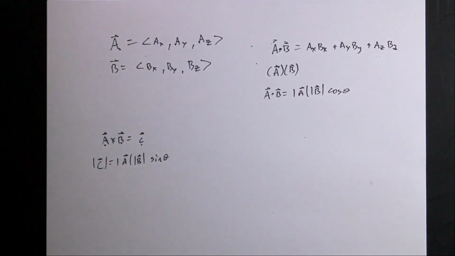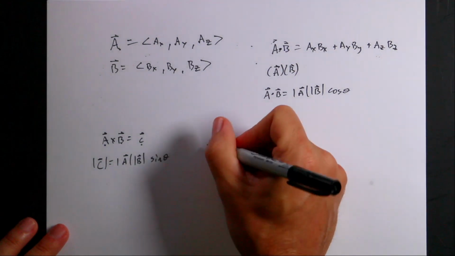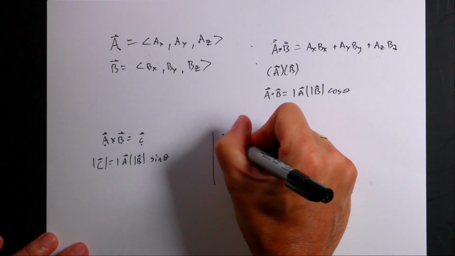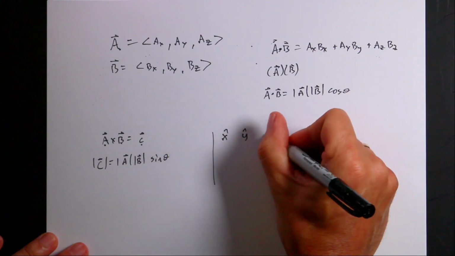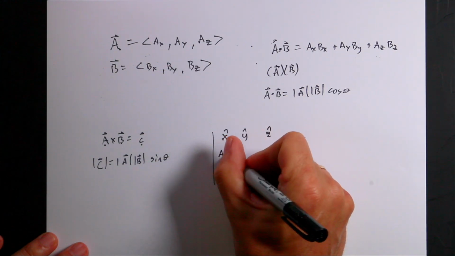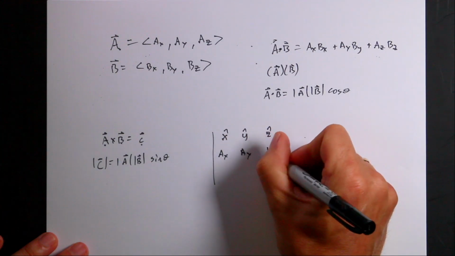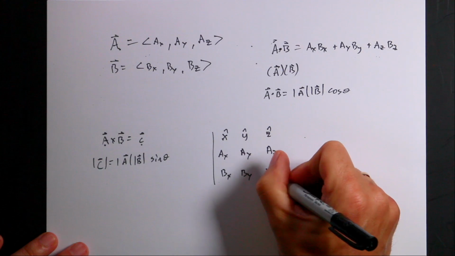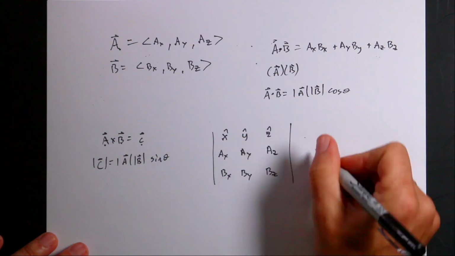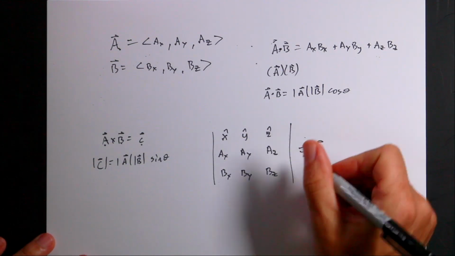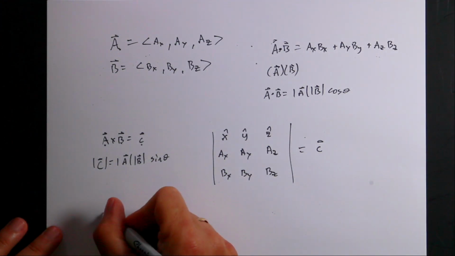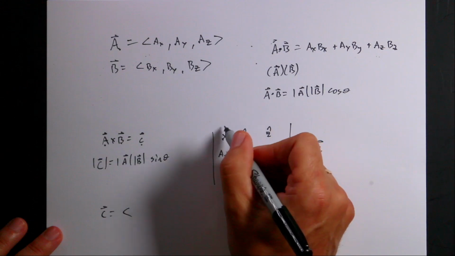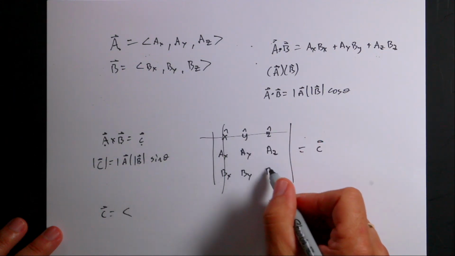Okay. Now there's one other way to find A cross B, and it's to use the determinant of the following matrix: x hat, y hat, z hat, ax, ay, az, bx, by, bz. And that's going to be equal to C. So if I do the determinant of that matrix, I get C equals, I'm going to write it out the long way. So I'm going to expand about this first row right here, and then do the determinant of this.